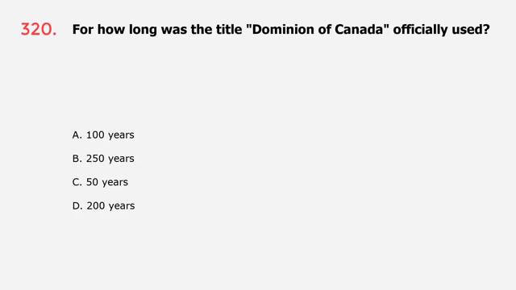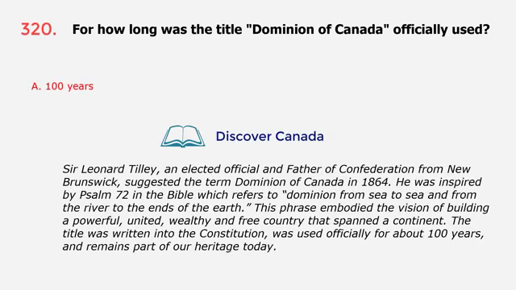Question 320. For how long was the title Dominion of Canada officially used? A. 100 years. B. 250 years. C. 50 years. D. 200 years. The answer is A. 100 years.